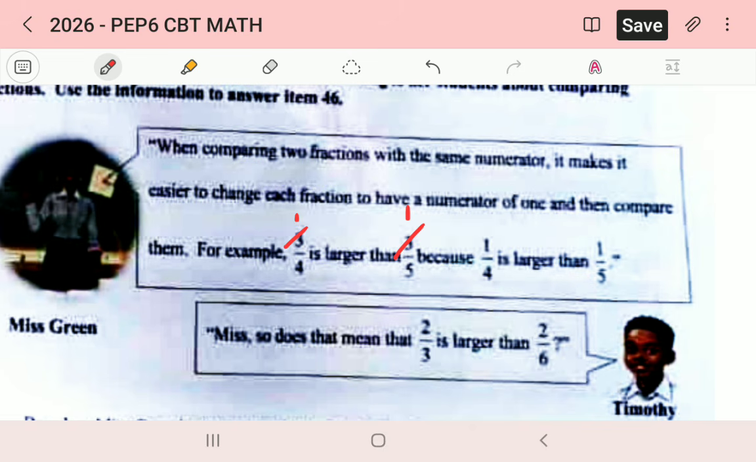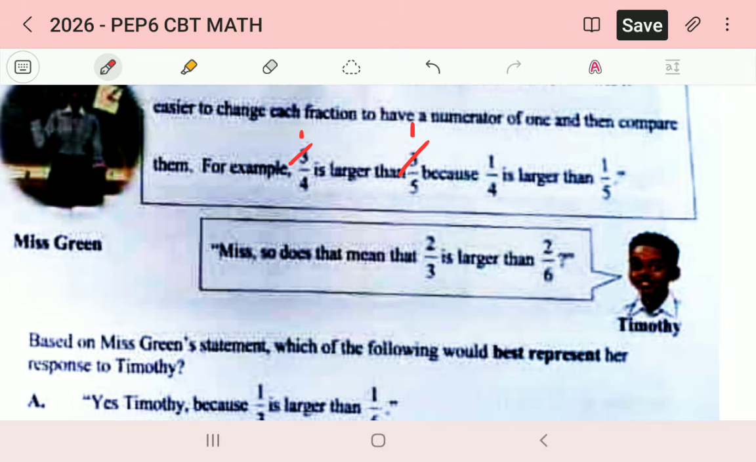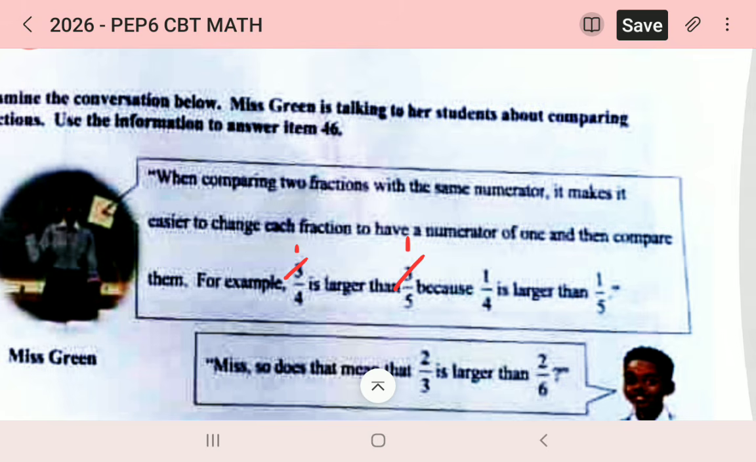Get it? All right. So this boy Timothy now says, Miss, so does that mean that 2/3 is larger than 2/6? Based on Miss Green's statement, which of the following would best represent her response to Timothy? Remember what she said. When you're doing that, it's best to do what? Change them to 1. When comparing 2 fractions with the same numerator, change them to 1.